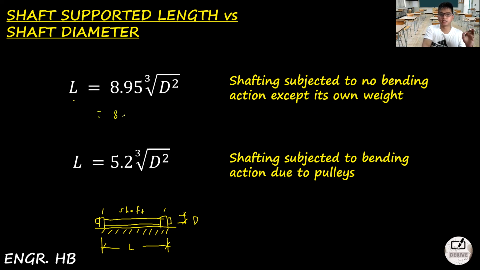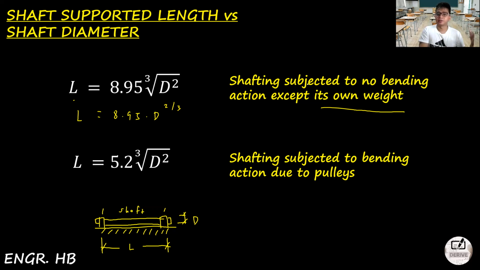So pwede natin siyang isulat kagaya nito para mas madali. So 8.95 times d raised to 2/3, yan yung relation ng case 1 natin, which is yung shaft subjected sa walang bending pero subjected siya to its own weight. Siyempre, meron pa rin mga pangyayari dyan. And the second case is the shaft subjected to bending action due to pulleys.